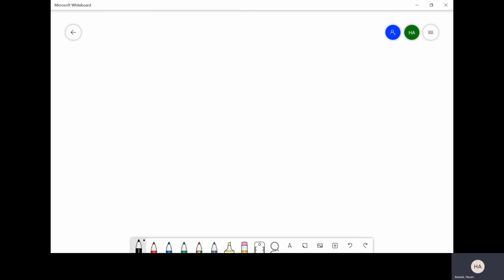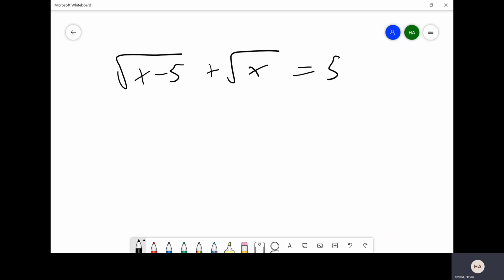So when we left off last time, again, we were dealing with square roots, right? So what I want to do now is talk about what happens if in your equation you have not 1, but 2 roots. So let's look at an example. Let's say I have the square root of x minus 5 plus the square root of x, and this is equal to 5.